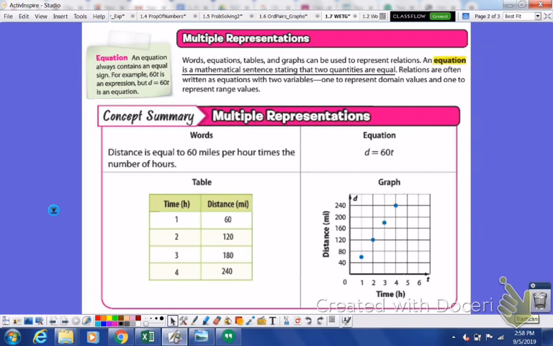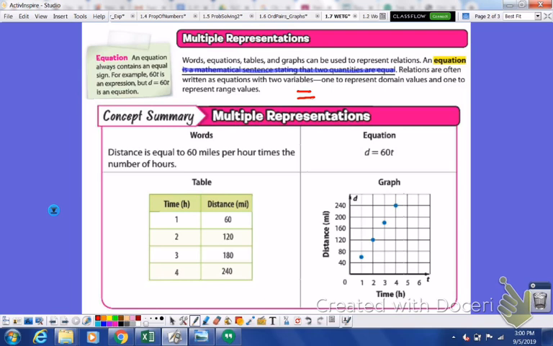An equation is a mathematical sentence stating that 2 quantities are equal, meaning we must have an equal sign. Relations are often written as equations with 2 variables, one to represent domain values and one to represent range values. Big old definition here. It's just like when we were working with expressions, except now there is an equal sign. Okay, so equations have equal signs. Again, stated 2 mathematical sentences are equal.